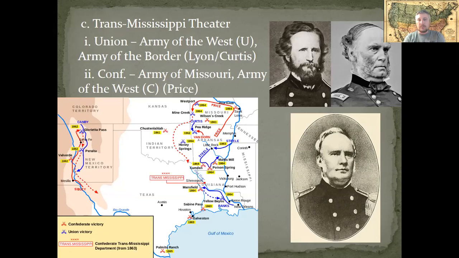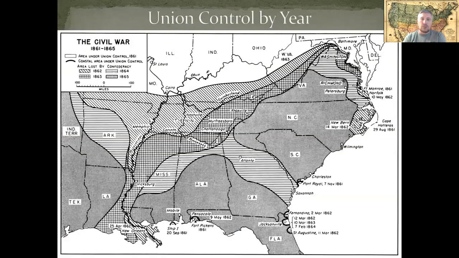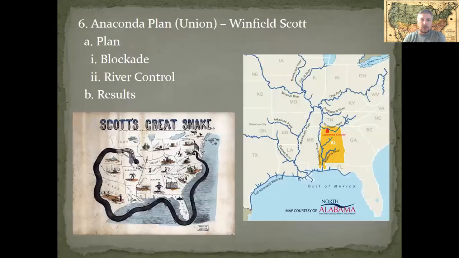So let's move into the main strategy that is used. I think I've shown that map. Let's talk about the main strategy that the Union is going to attempt here for strangling the South, and that is called the Anaconda Plan. The Anaconda Plan was developed by Winfield Scott. We mentioned him during the Mexican-American War. He emerged as one of the heroes of that war. Later on, he will even run for president.